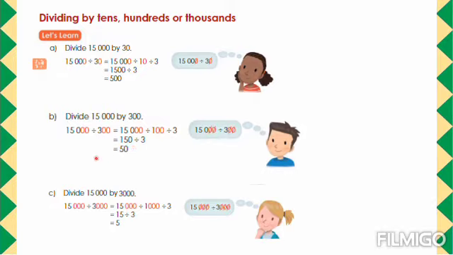And letter C, divide 15,000 by 3,000. As you see on the side, just cancel only the zeros. Make sure that they have partners, and then divide the remaining. So 15 divided by 3 equals 5. So the final answer is 5. Let's proceed now in the next class to continue our discussion.